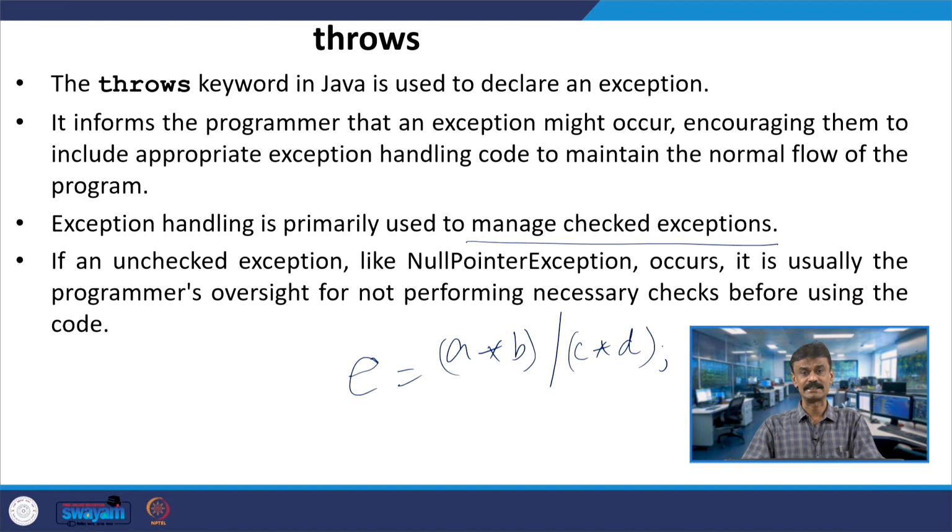If it is an unchecked exception, for example the null pointer exception, we do not have any control. Suppose you are trying to create millions of nodes in a linked list. At one point of time the pointer may point to null, and in that case a null pointer exception may come. These are all unchecked exceptions, and we do not have any control over them. So, when I am using the keyword throws, it is for checked exceptions.